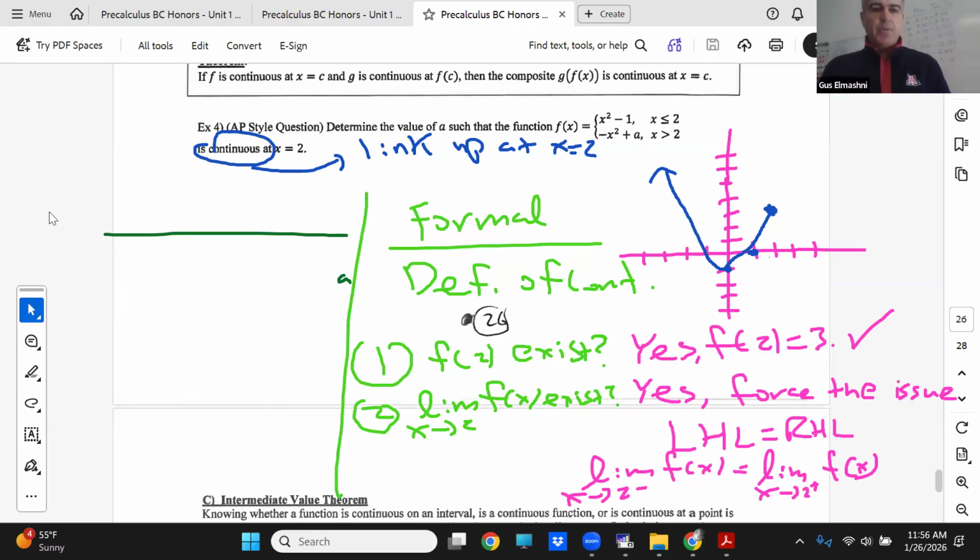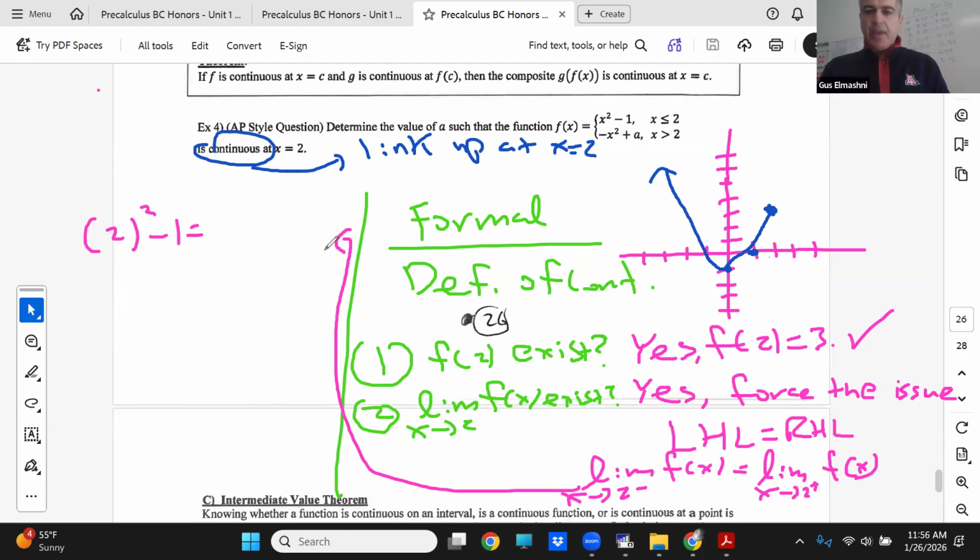I'm running out of space, so I'm going to go out to the left here. So when I do that, the limit as x approaches 2 from the left, I'm going to say 2 squared. So now I'm getting back to the quick and easy way. But I had to first write that limit beforehand, right? And then, of course, negative 2 squared plus a. So 3 equals negative 4 plus a. What does a equal?